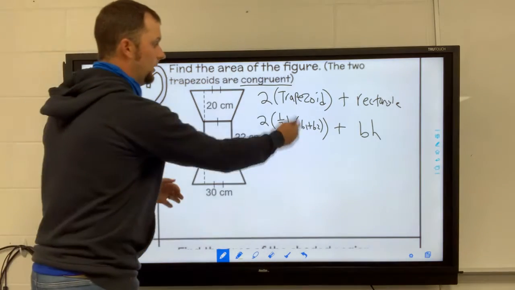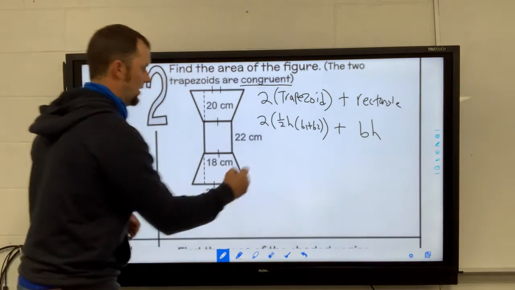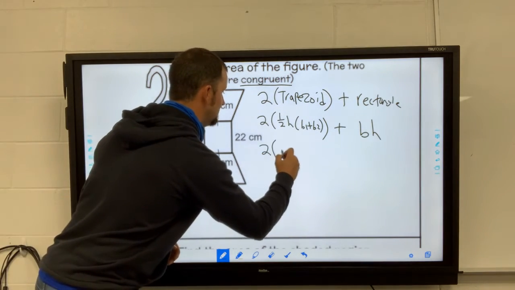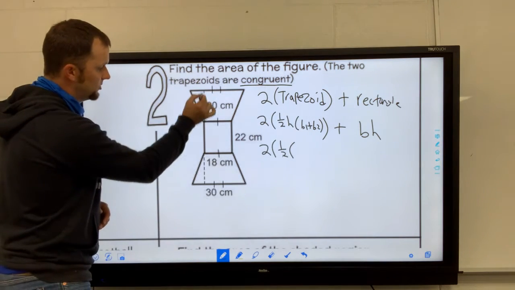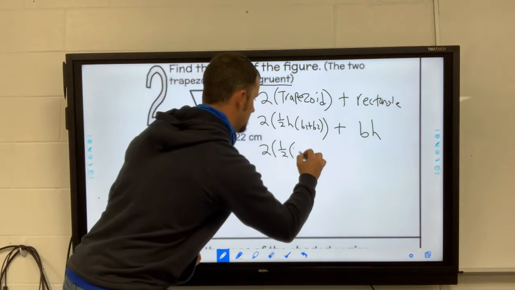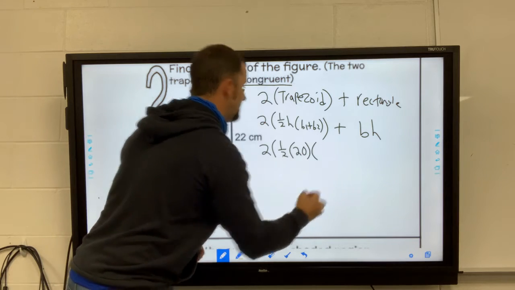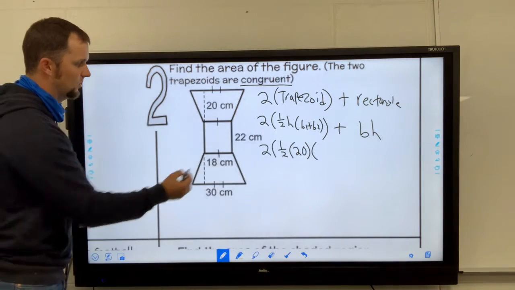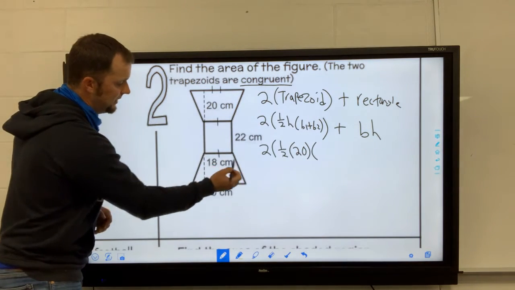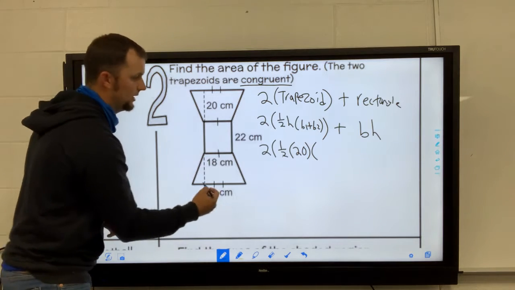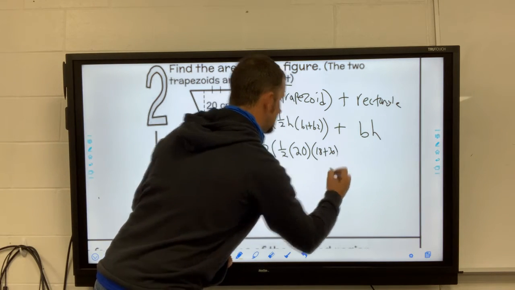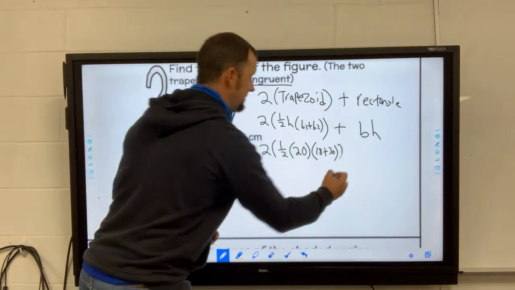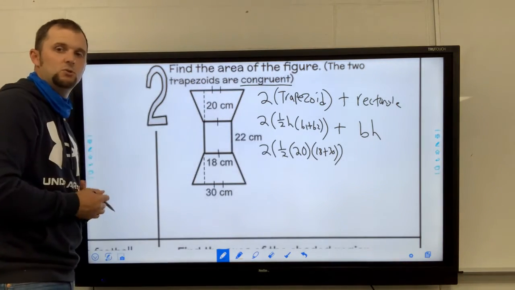So right now I'm just going to plug in what I know of the trapezoid. So right now I'm doing 2 times 1/2. It looks like the height of my trapezoid here is going to be 20, okay? And then I'm going to take both of my bases and add those together. So it looks like down here my base is 18 and my base down here is 30. So I'm just going to do 18 plus 30, okay?